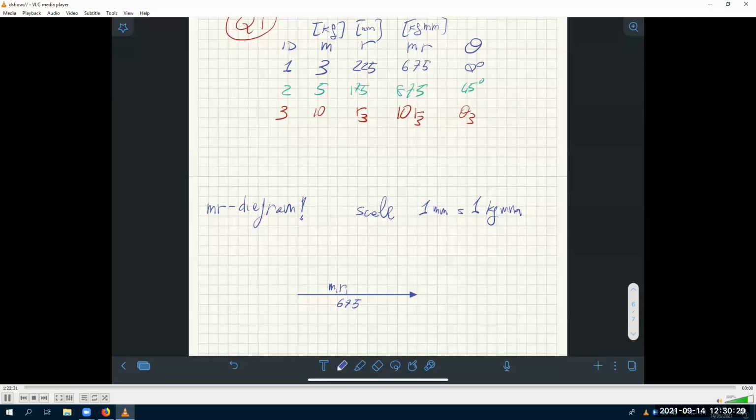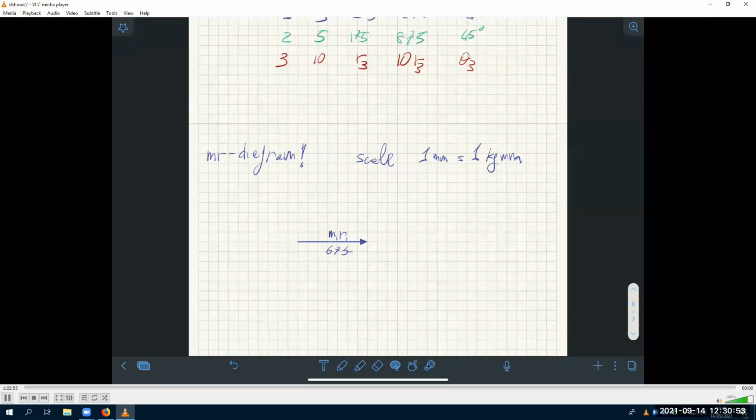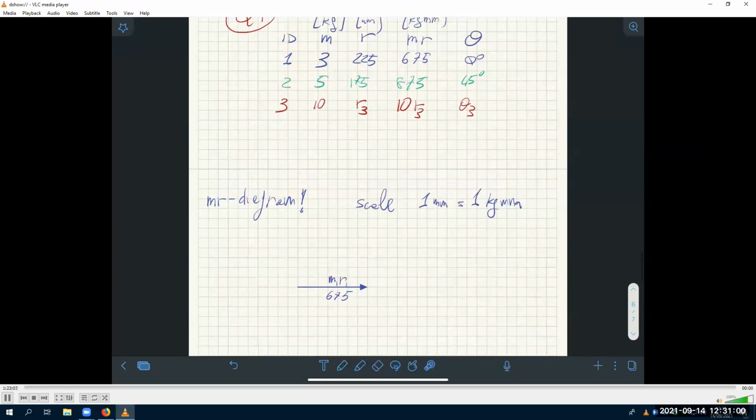Now we have another vector, which is the green one, which is longer. This one is 1, 2, 3, 4, 5, 6, 7, 8, 9, 10. Let's say that it's 1 square. So 675 to me looks like 7 squares. That means that this one would look like 9 squares, 875.